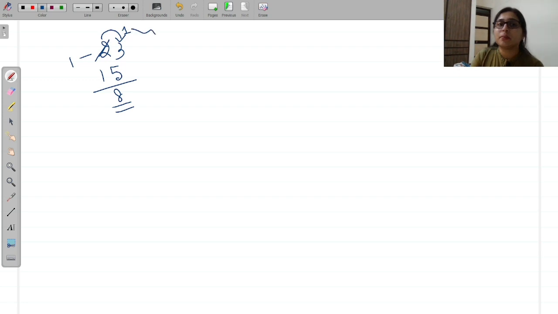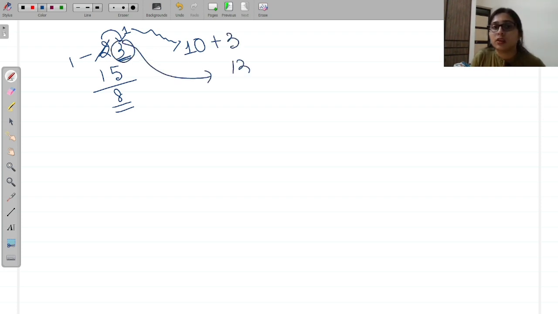So taking a borrow of 1 is nothing but you are going to add 10, that is the base, with this particular digit. 10 plus 3. So now it becomes 13. 13 minus 5, it gives you 8. So it gave you 8. 1 minus 1, it gives you 0. So this is the actual method that is going to be followed.